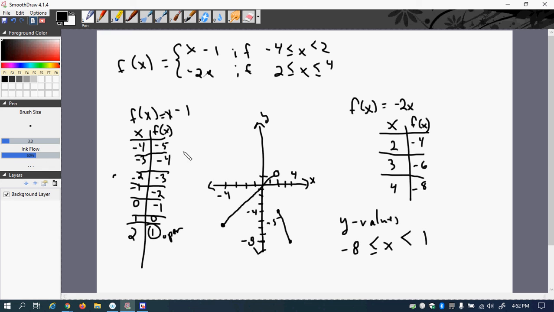But here is me showing how I numerically went about solving and graphing a piecewise function, and that's something you'll have to do as well. So that takes care of that.